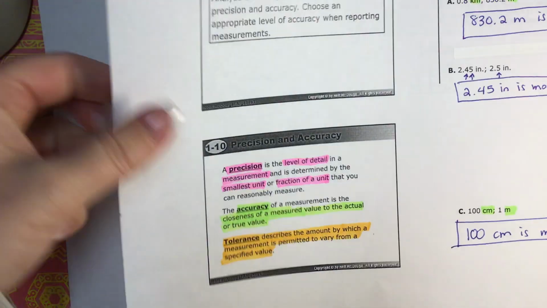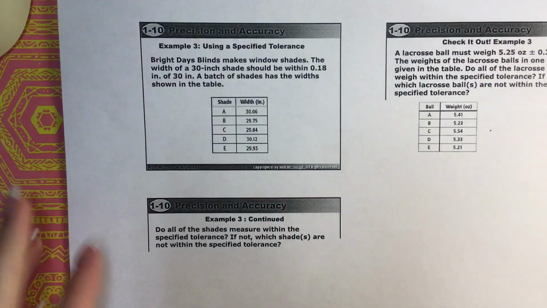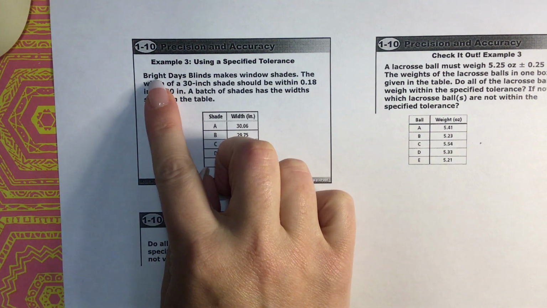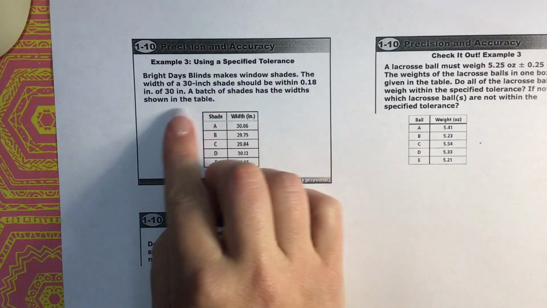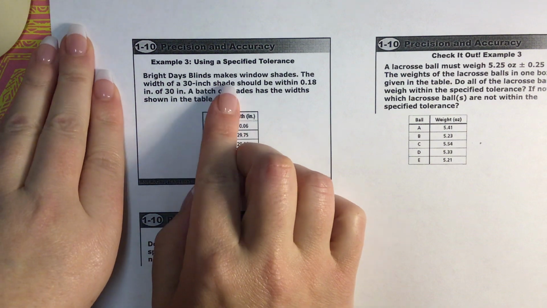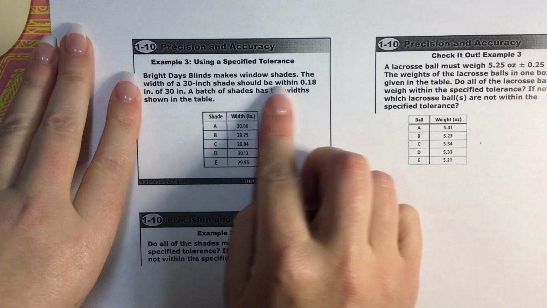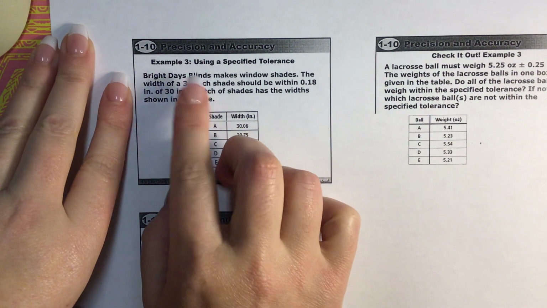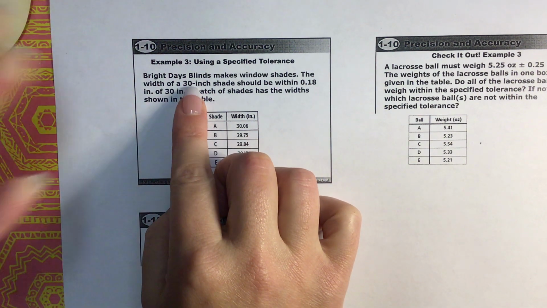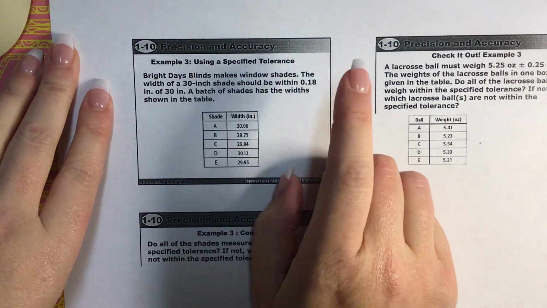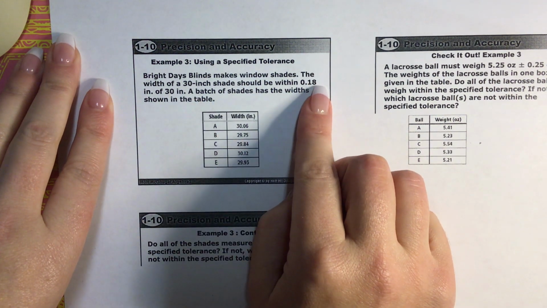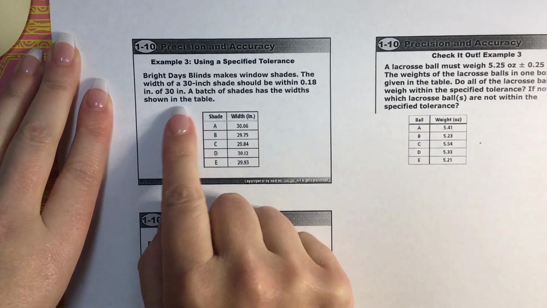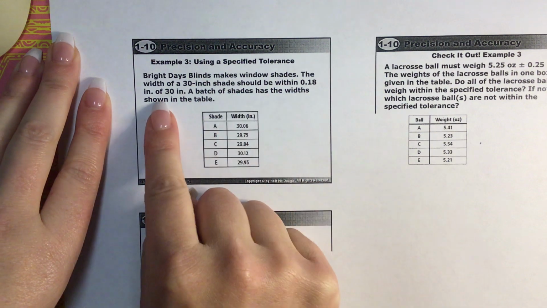Okay, so let's look at an example. Here we have example 3. It's using a specified tolerance. It says, Bright Days Blinds makes window shades. The width of a 30-inch shade should be within 0.18 inch of 30 inches. So this is the desired width, what we want, but it's able to vary by 0.18 plus or minus, right?